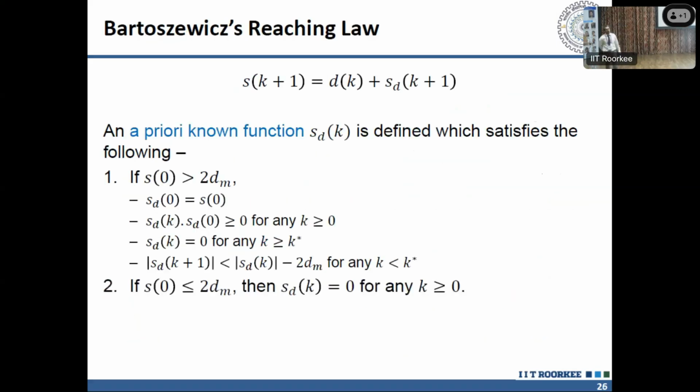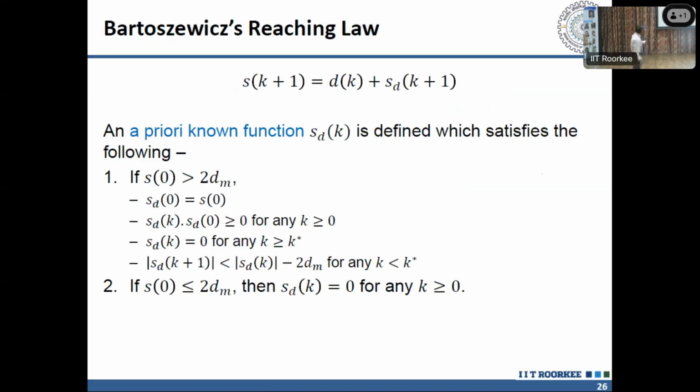Another reaching law that was proposed by Bartoszewicz is this reaching law, where he simply added an additional term here, which is an a priori known function that has a behavior that we can define, and that behavior is defined in this way, that this means that the initial value is the same. What does this mean? This means that it stays on the same side that it starts.